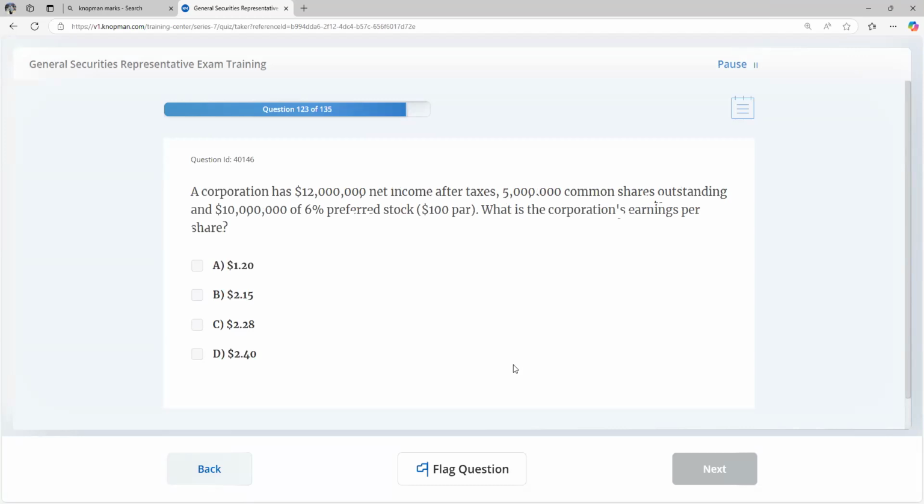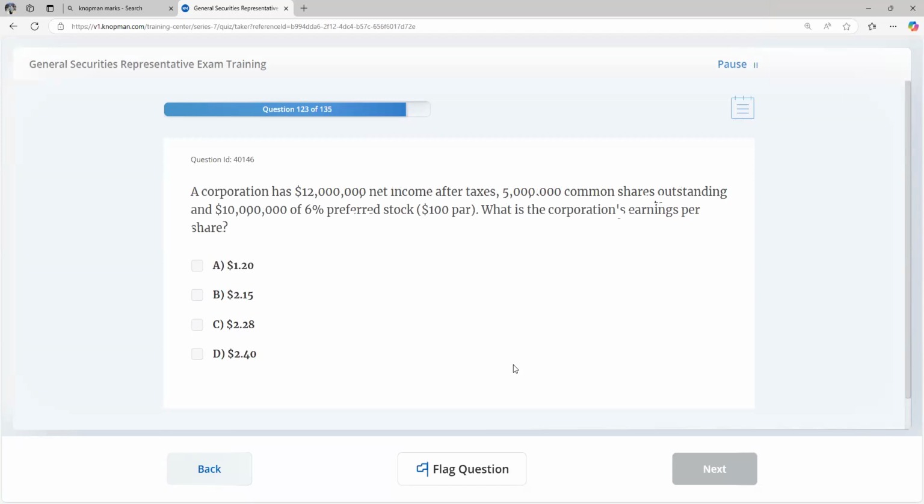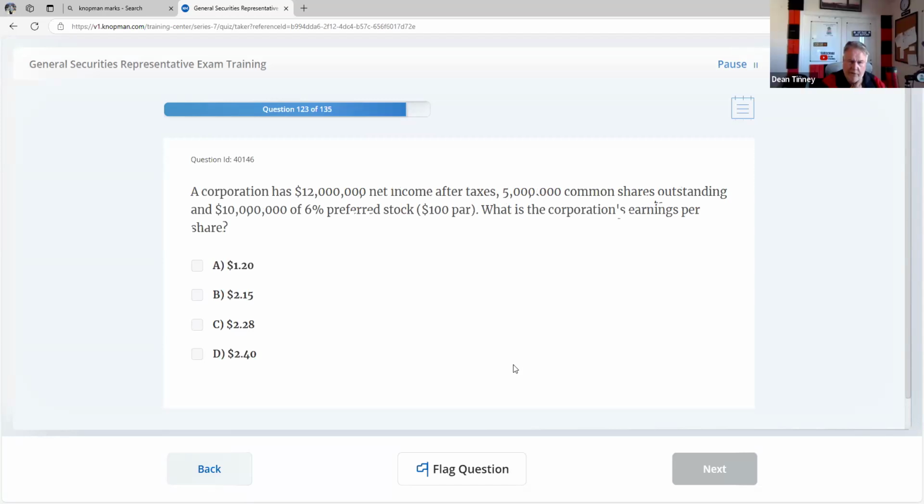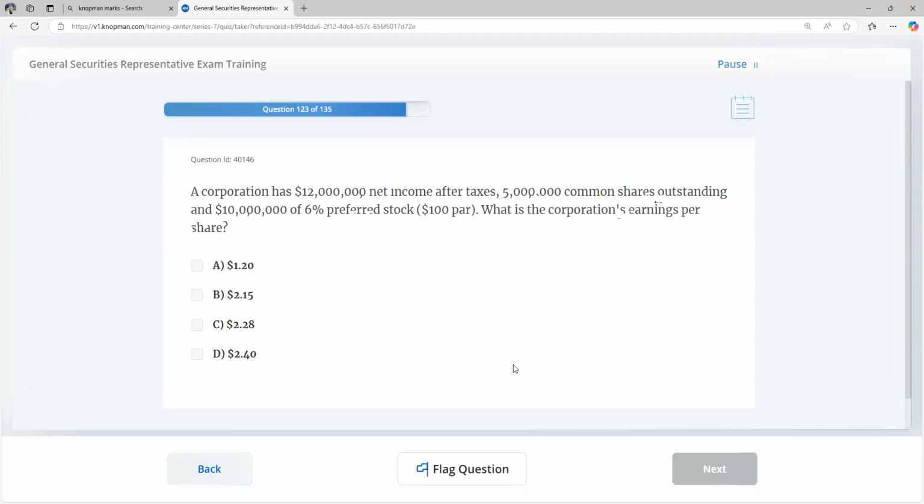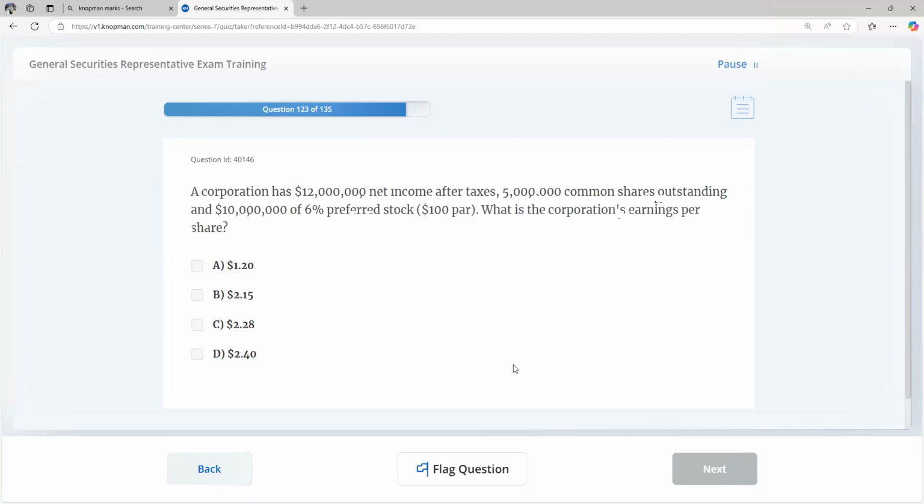Is it 2.4? Hold on. I'm taking 12 million and minusing 600,000, and what did I get? 11.4, right? So how did I get that? I took the 12 million net income and took 6% on the preferred. We have to pay our preferred stockholders, right? So now we're paying them 600,000, so now I've got 11.4 million. I'm going to divide by the 5 million shares outstanding. 2.28. Yeah, that's what I get.